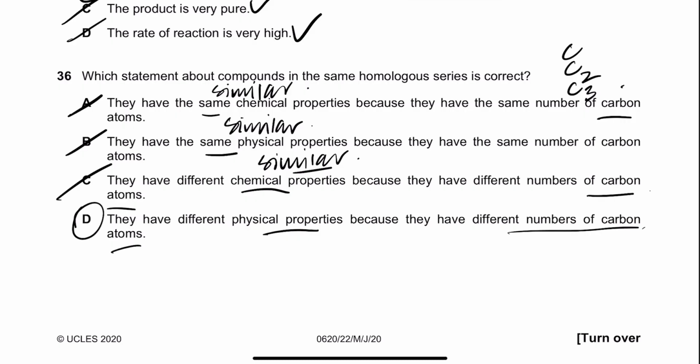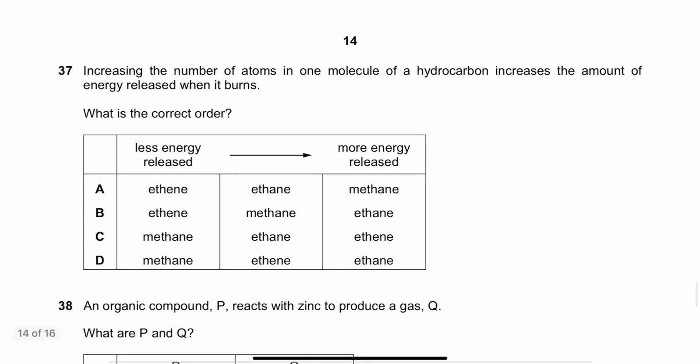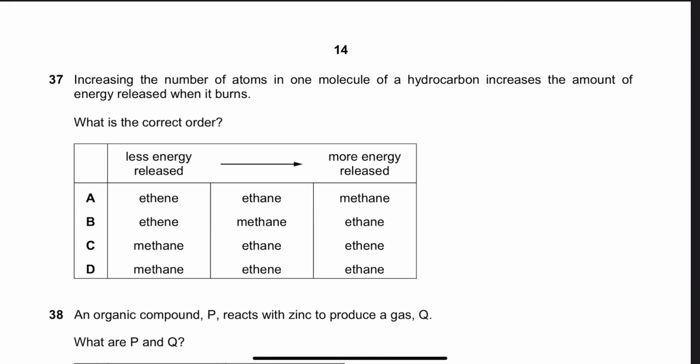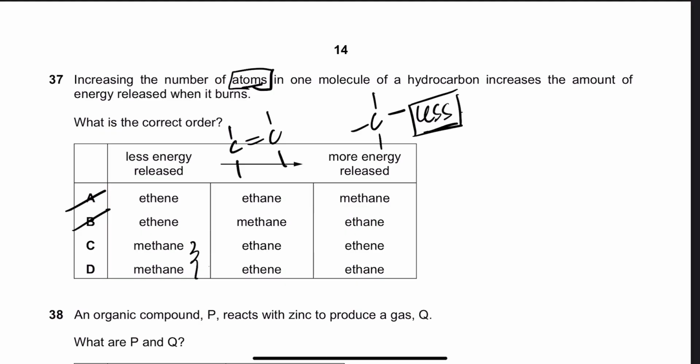That's true. Methane is more flammable, while decane is not so flammable; it's a solid, and methane is a gas. Next: increasing the number of atoms in one molecule of a hydrocarbon increases the energy released when it is burned. What is the correct order? Which has the least number of atoms in the molecule? Ethene has a C double bond with four hydrogens, and methane is only one carbon with hydrogens. So methane should release less energy because it has fewer atoms.